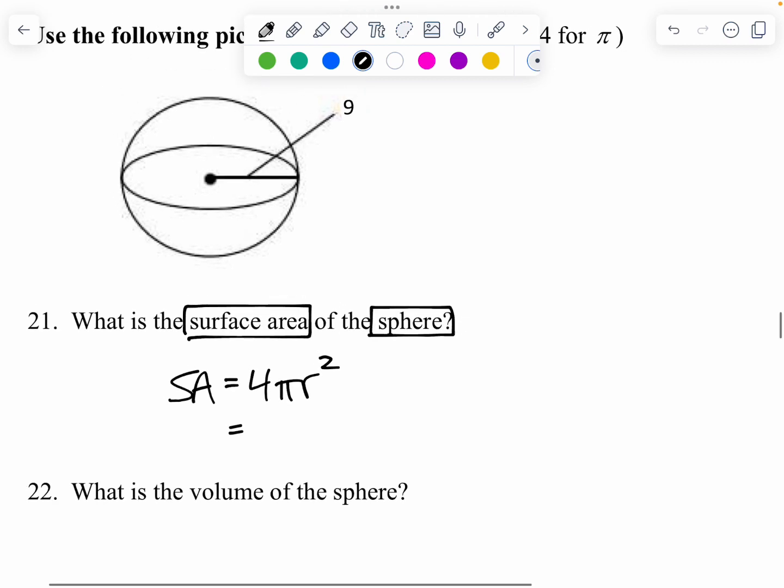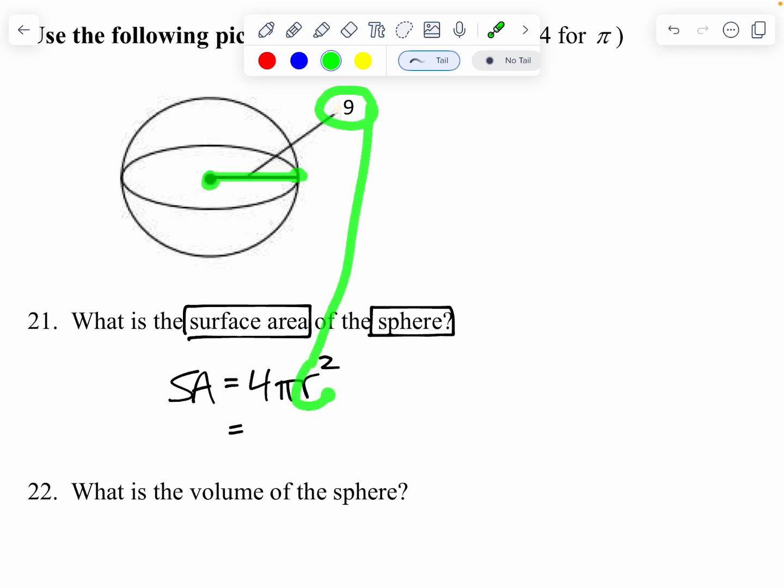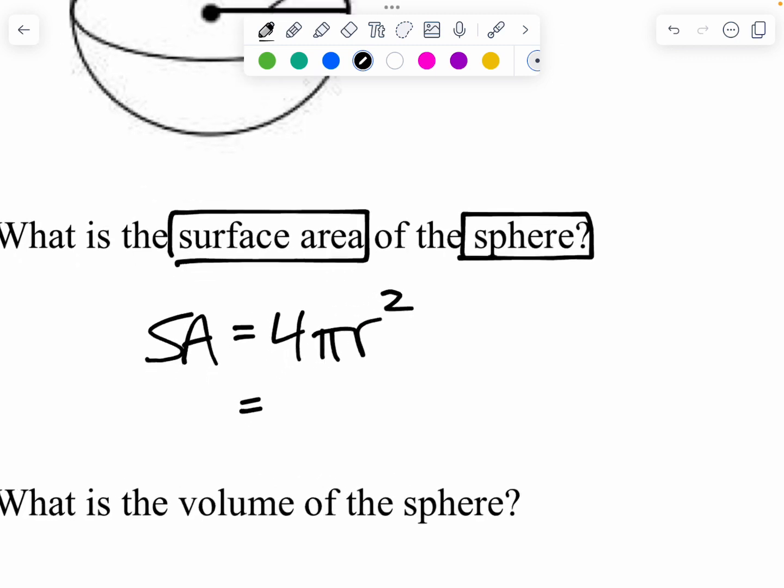I know that the radius goes from the center to the outside. That is the definition of a radius. Remember, if we're given the distance from one side of the sphere all the way to the other, then we're going to cut it in half. But this already is half, so I'm just going to use the 9 as the radius, okay? So I'm going to put 4 pi 9 squared.